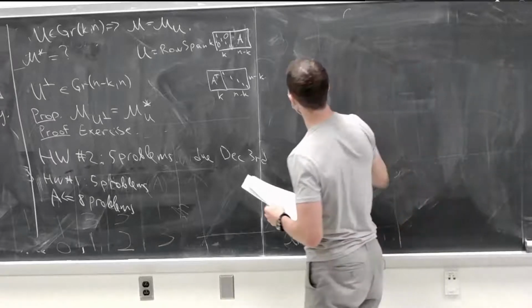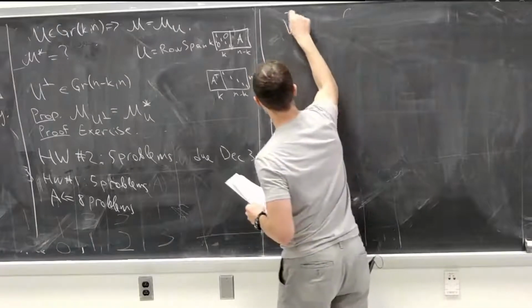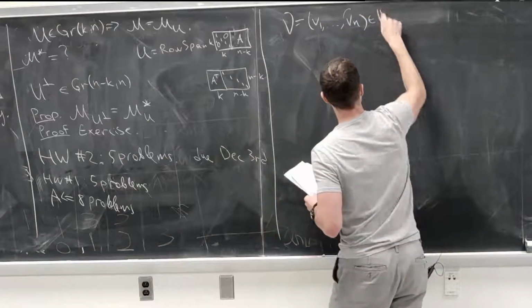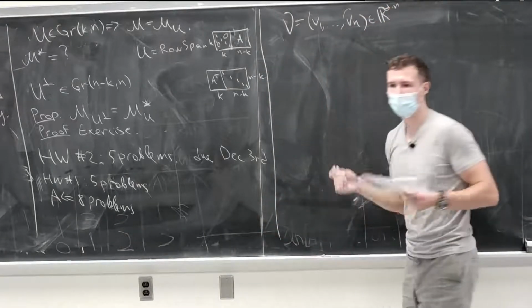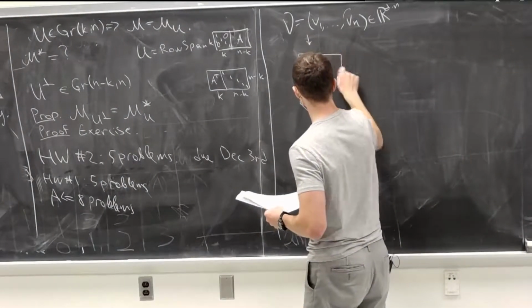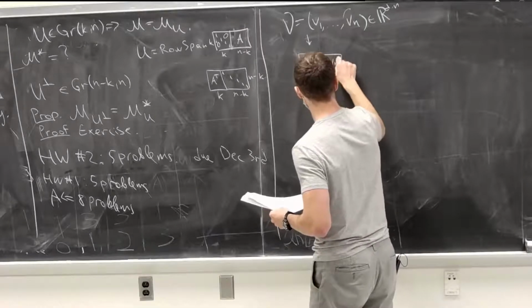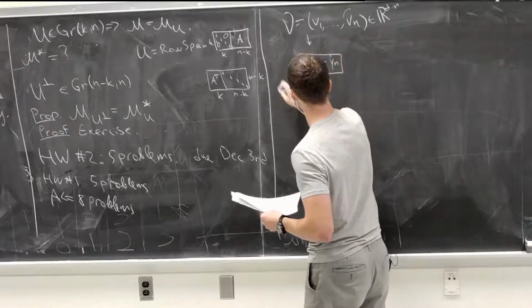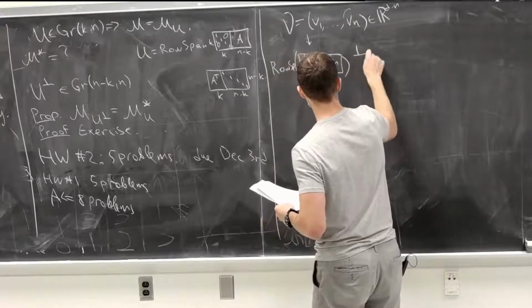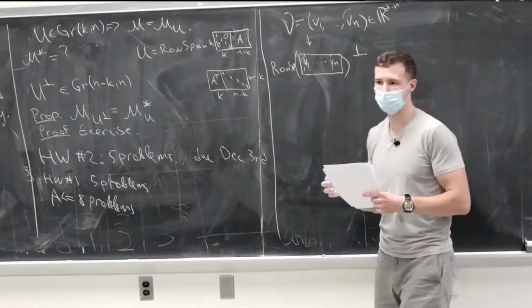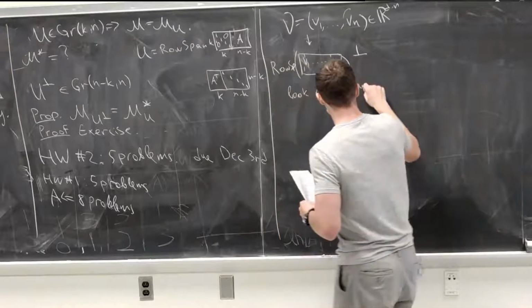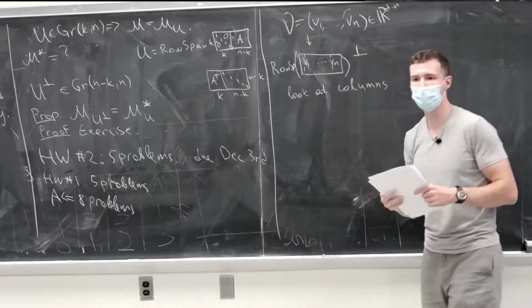In particular, if you start with my original question, have some vector configuration in R to the D, then the way to get the dual matroid is you put them in a matrix as columns of a matrix, and then take the row span. From that matrix, take the orthogonal complement, and then look at the columns. So that gives you the dual matroid.